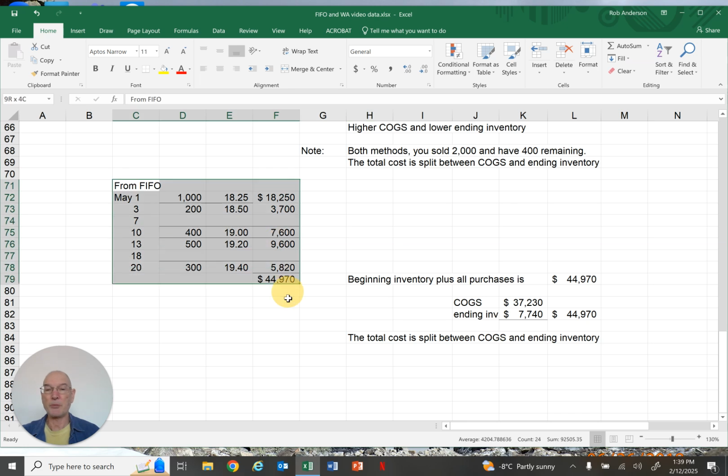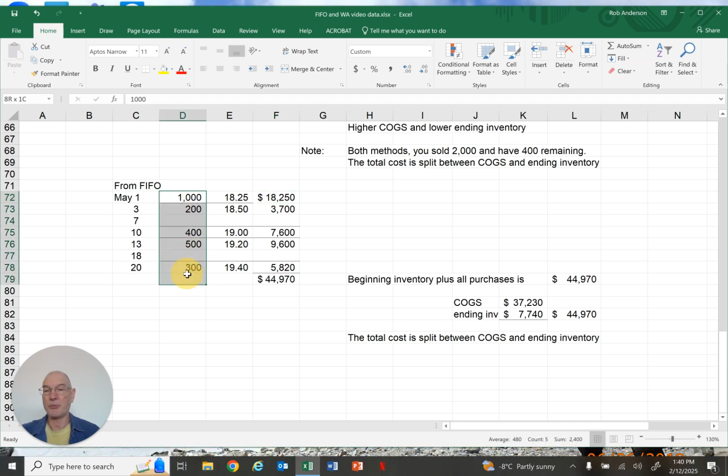Here's a bit of a reprint from our FIFO example a little differently. Here's our beginning inventory valued at 18. And what I've done here is I've taken all our purchases plus beginning inventory, and this is what we have in inventory to spend or sell, $44,970. So that's beginning inventory plus all our purchases. This would be called cost of goods available for sale. Now, it has to go to one of two places.